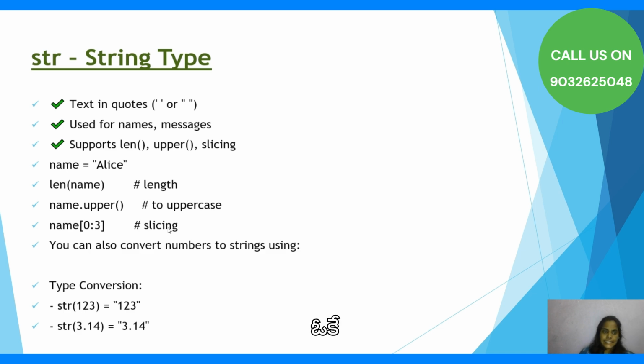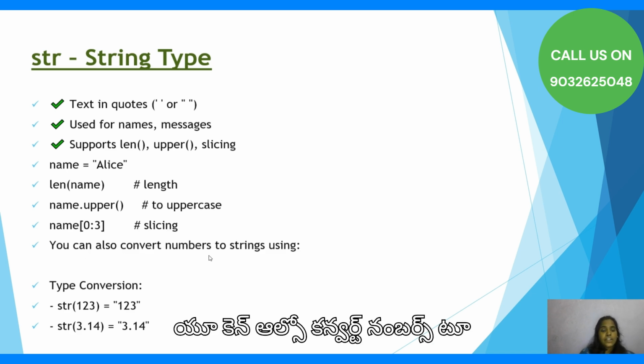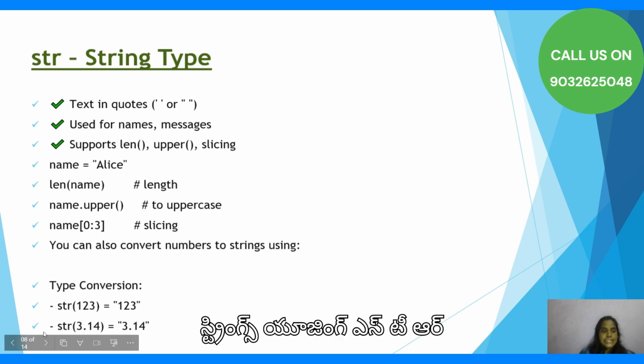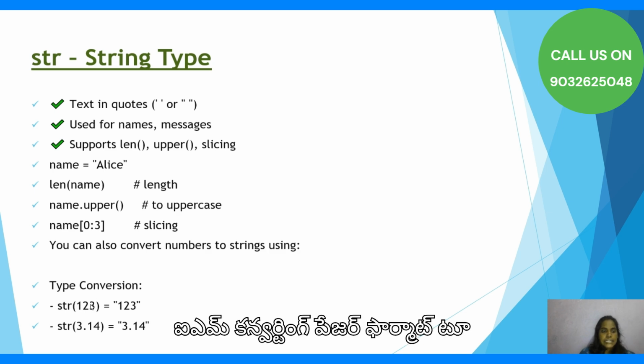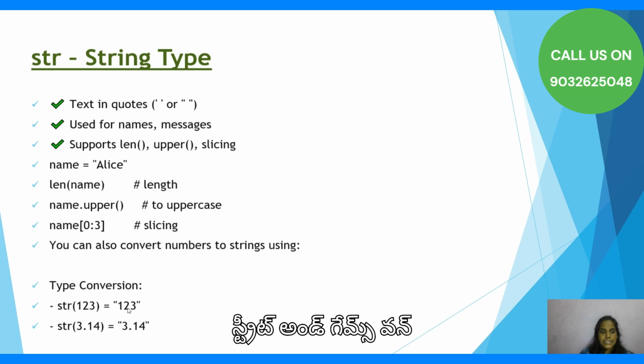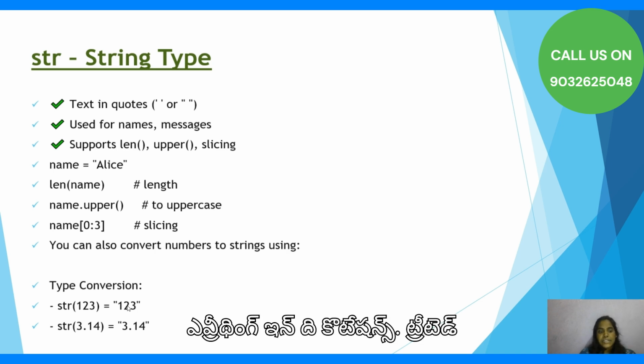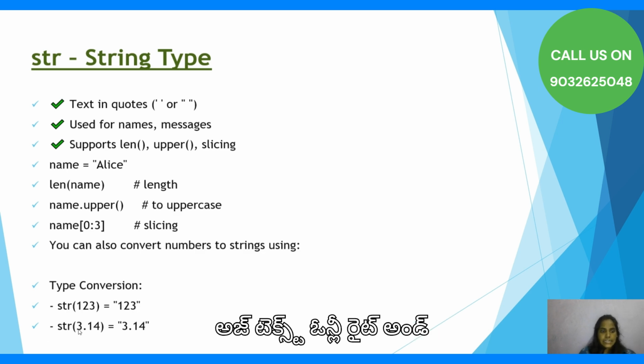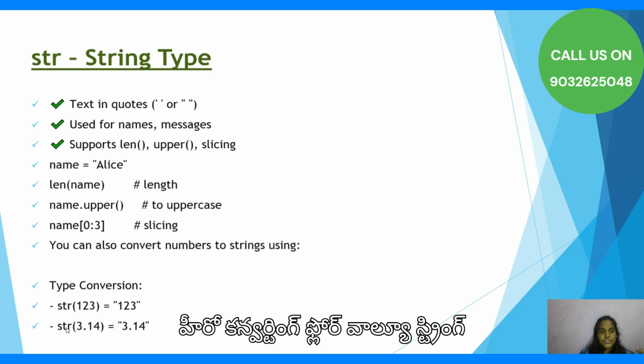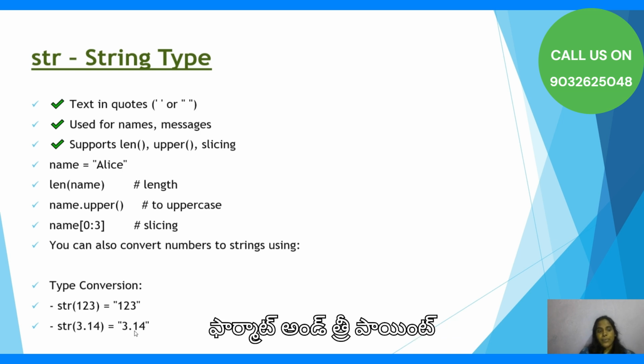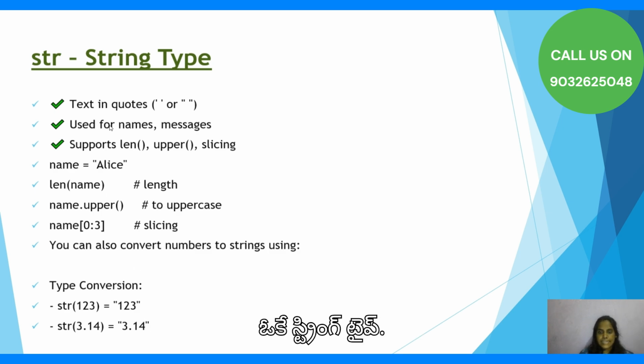is called slicing. You can also convert numbers to strings using the str function. Here I am converting integer format to string, and it gives 123 in double quotes. This is called a string, because everything in quotations is treated as text only. And here I'm converting a float value to string format, and it gives 3.14 within double quotes. This is the string type.